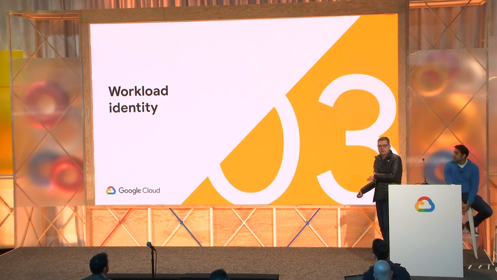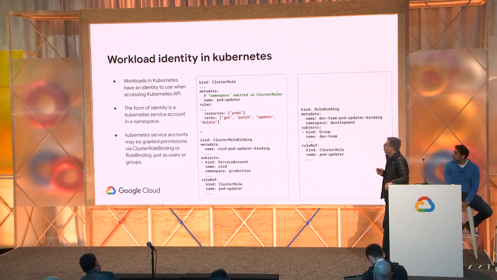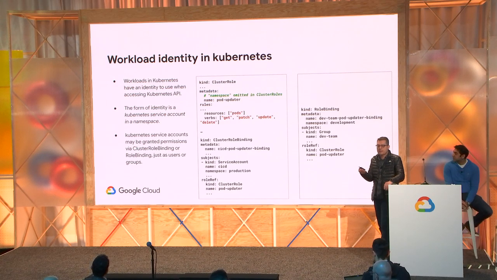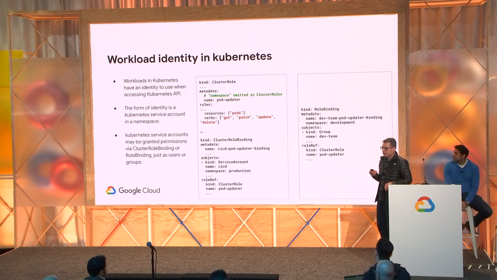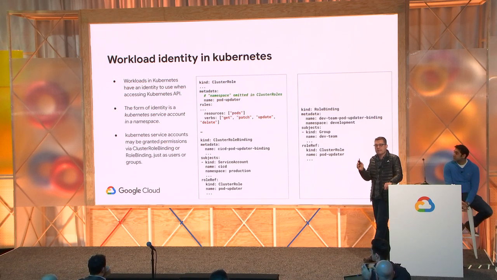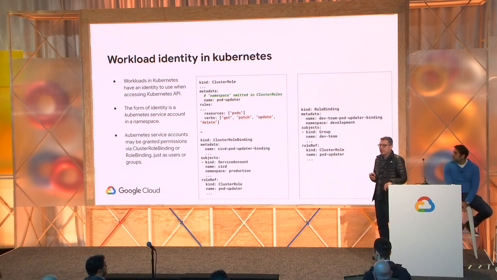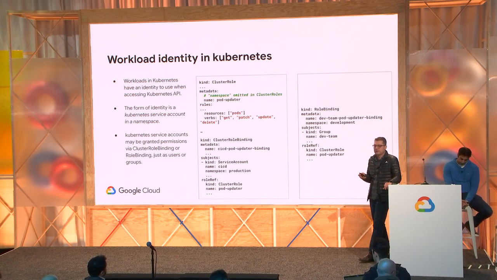Now we talked quite a bit about user authentication. I will talk about workload identity now. So there is a built-in system for workload identity in Kubernetes when we use the Kubernetes API. This form of Kubernetes identity is called a service account, and it is created in a namespace. Kubernetes service accounts may be granted permissions either via cluster role bindings or role bindings, just as users and groups.